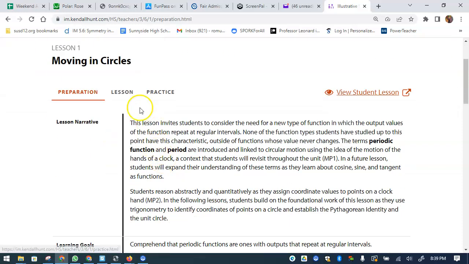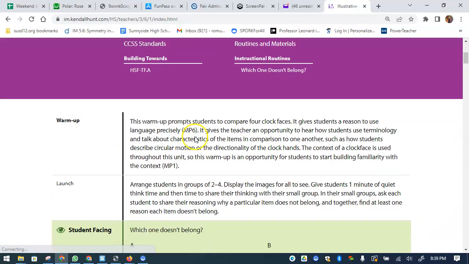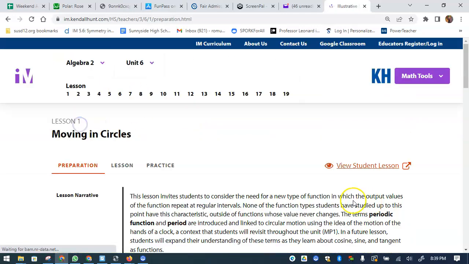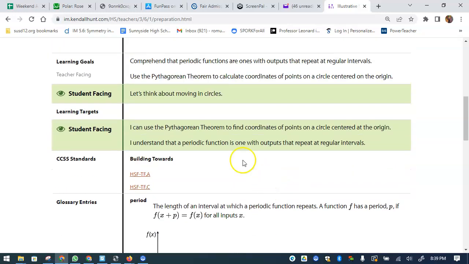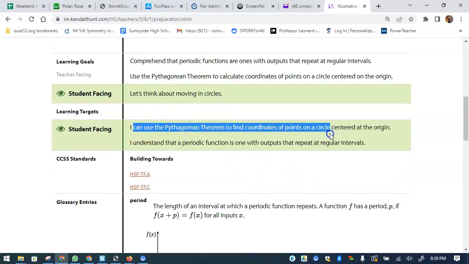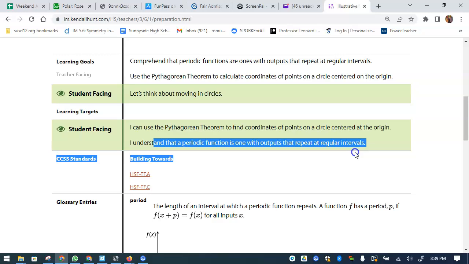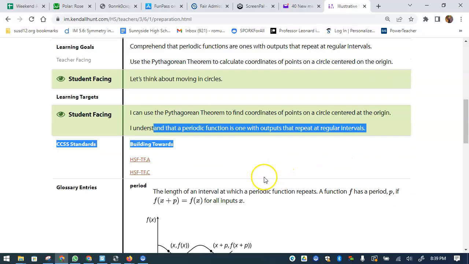If you see, the main goal of this lesson is about, let's write down. The main lesson is about moving in a circle, and I can use Pythagorean to find the coordinates of points on a circle centered at the origin, and I understand the periodic function is one with outputs that repeat at regular intervals. So let me go directly to the task.